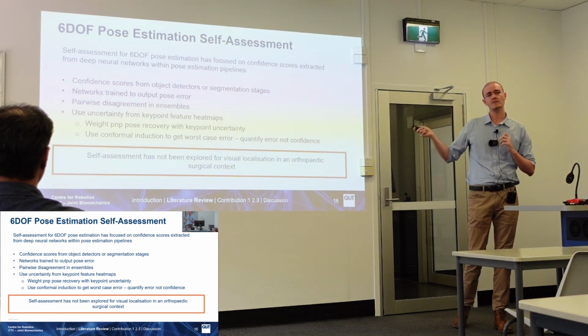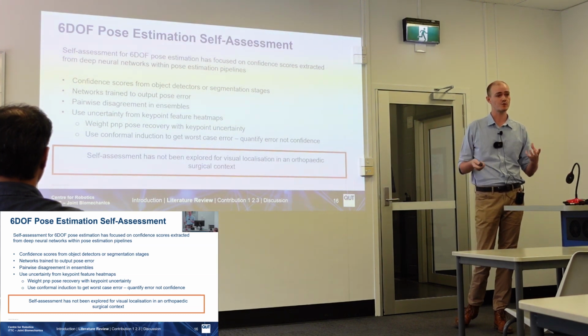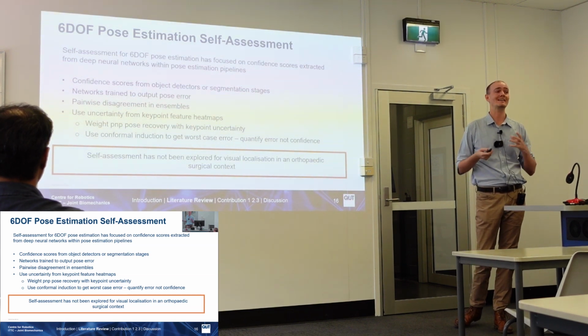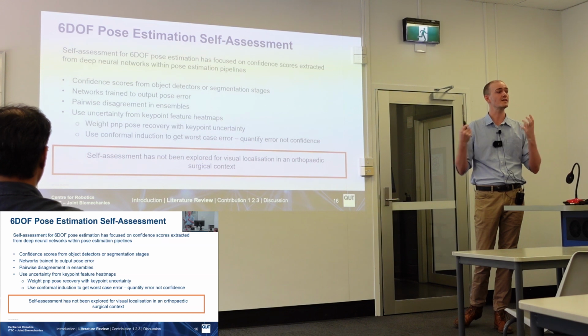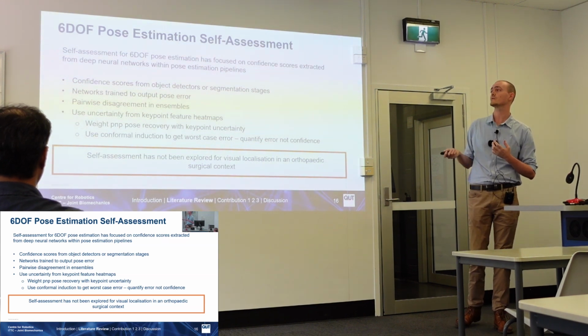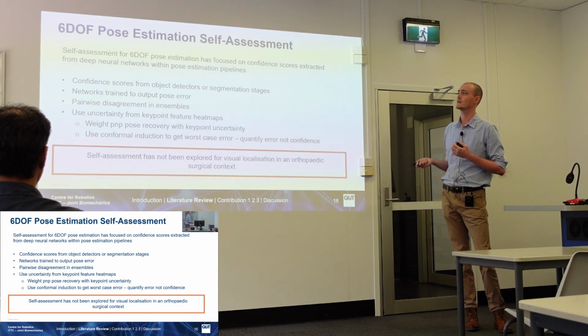So while self-assessment has been explored for visual localization and 6 degree of freedom pose estimation, no one has done any exploration of this within the context of visual localization for guiding surgical robots. And that's what we're interested in.